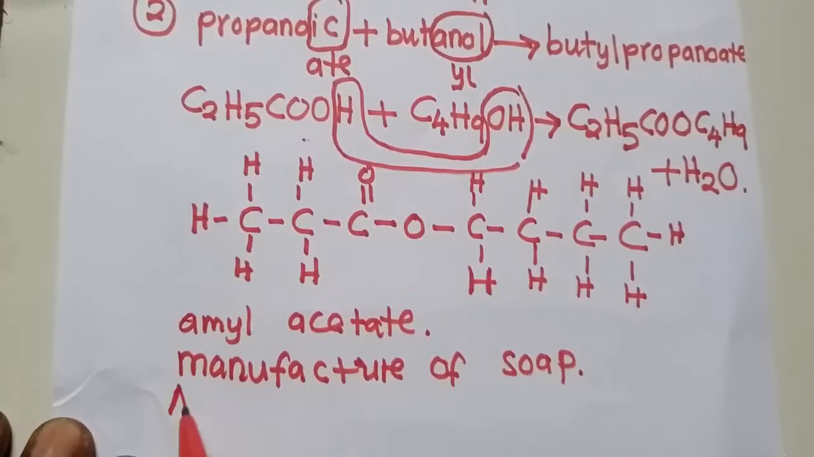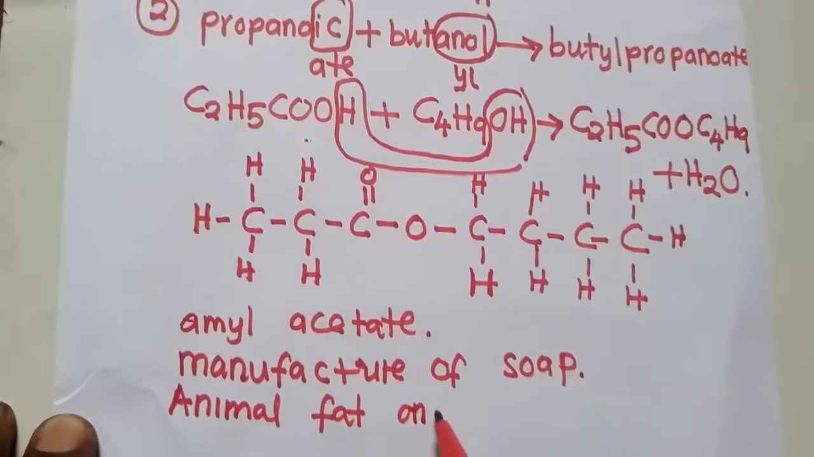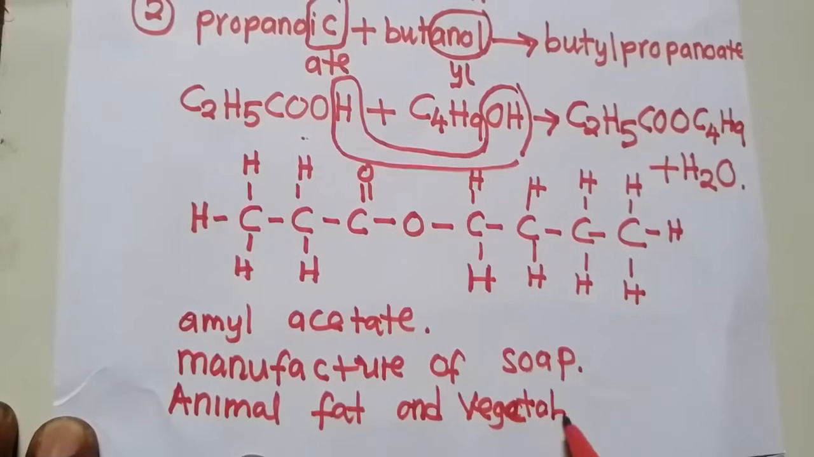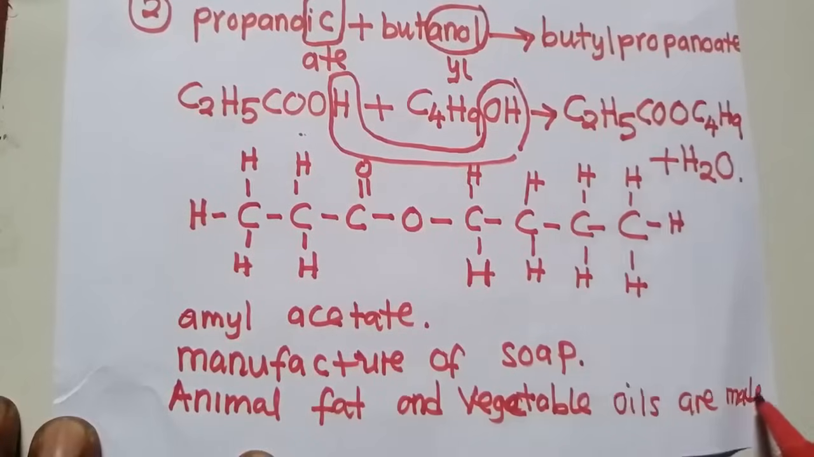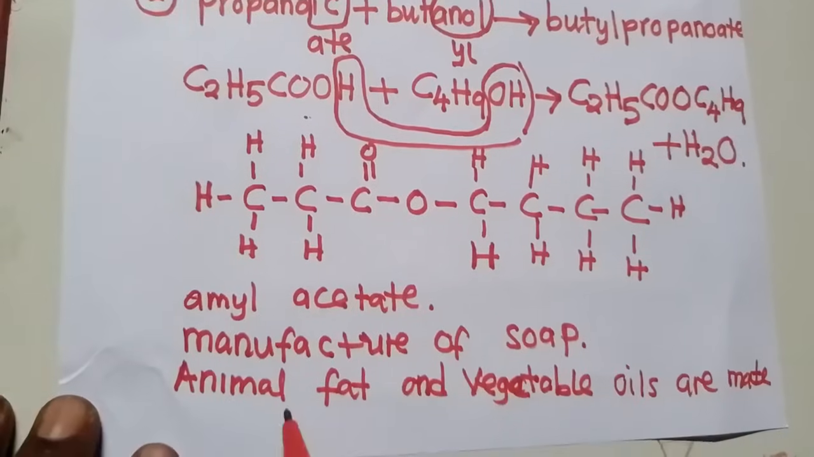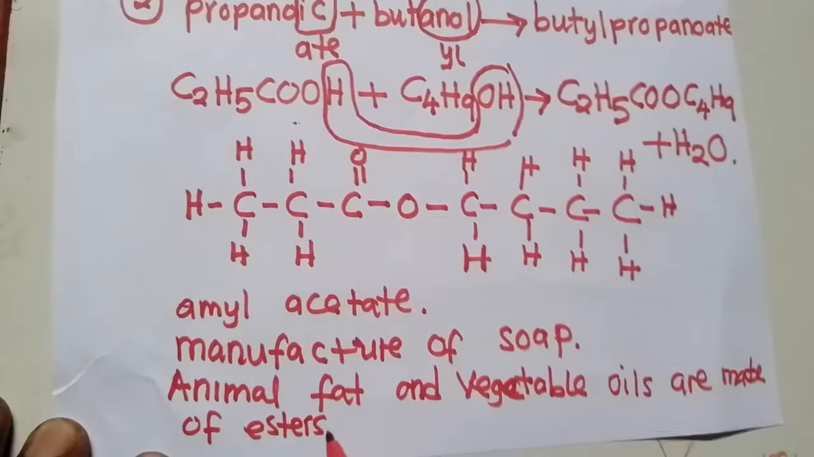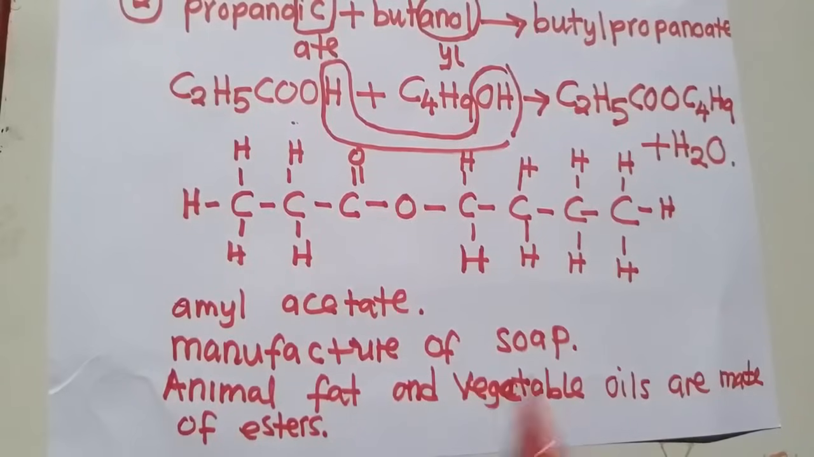Then this is the last one. Animal fat and vegetable oil are made of esters. This is what you need to know and understand. Have you seen? So an ester has a sweet smell. Uses of ester: manufacture of soap, and animal fat and vegetable oils are made of esters. So this is where we are going to end from.